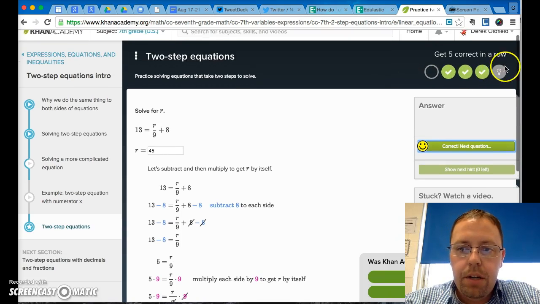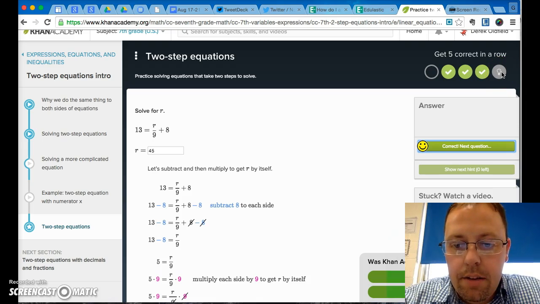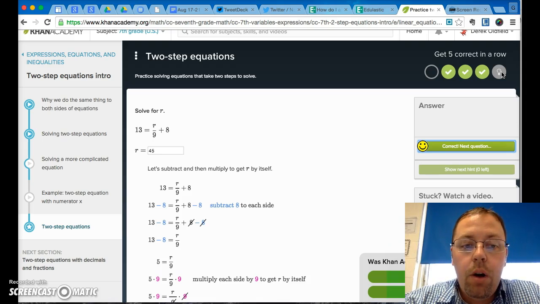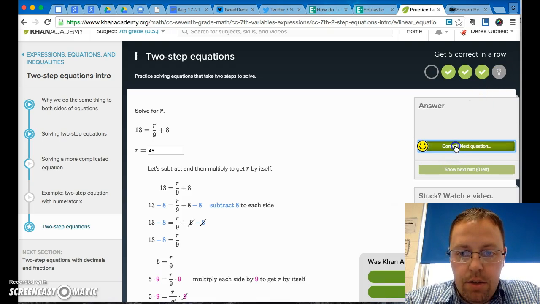Correct. Now notice what it did up here on the bar. The system has noted that I had to ask for a hint. It uses a light bulb to indicate a hint there. So it's not going to give me credit for that question in terms of determining proficiency, which means, can you do that correctly? Have you demonstrated that you can accurately solve problems like this? So let's go to the next one.